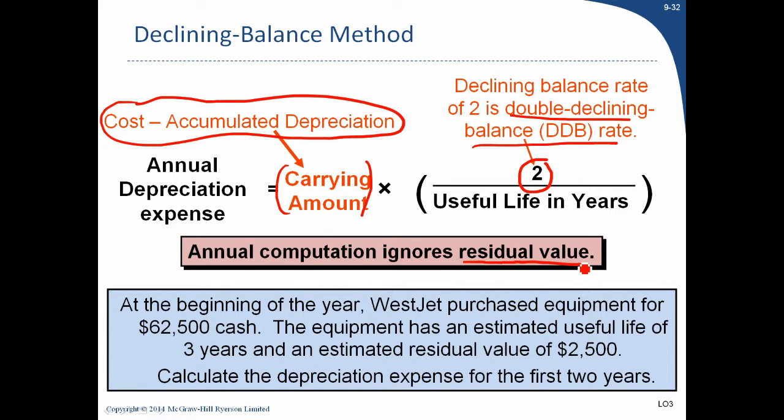So this is by far the most complicated method to implement. That means I can ask the most about it on the final and generate the most marks from it, right? So let's put some numbers to this. Same example, WestJet purchases equipment for $62,500, useful life of 3 years, estimated residual value of $2,500. Calculate the depreciation expense.